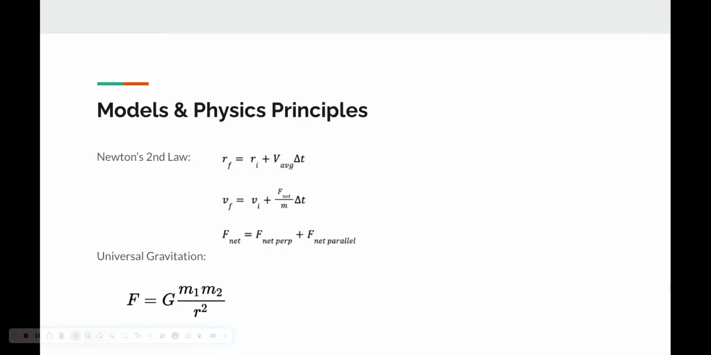There are two fundamental physical principles that are key to understanding this lab. First is Newton's second law with the position update formula, the velocity update formula, and that the force can be split into both the perpendicular and parallel components. Also, the universal gravitation constant was necessary, where force is equal to the universal gravitation constant times mass 1 times mass 2, all over the distance between the two masses squared.